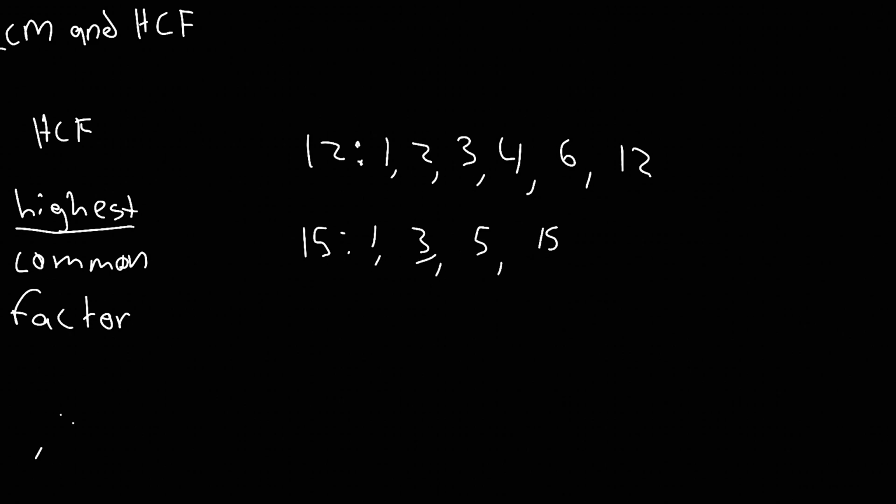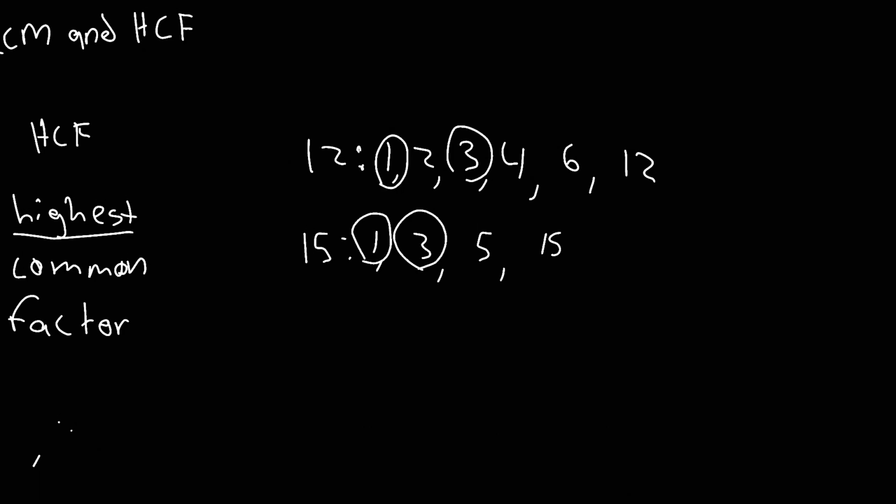Now we can see that both numbers have a factor of 1 and both numbers have a factor of 3. However, since 3 is higher than 1, this makes 3 my highest common factor. So these are what lowest common multiple and highest common factor are.